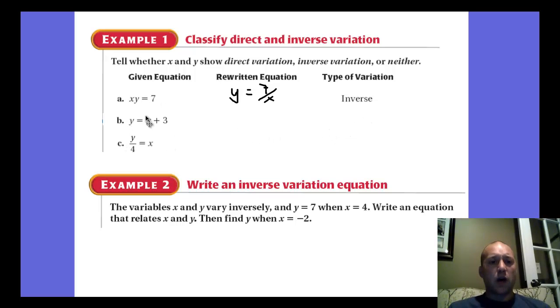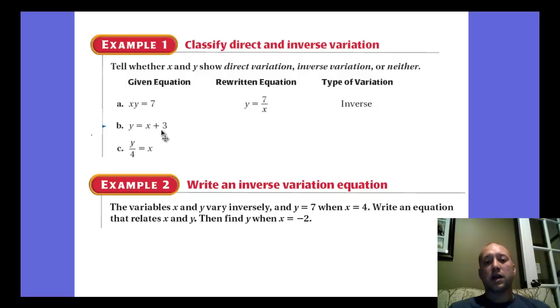Here, if I get y by itself, it already is y equals, so I don't need to change the form of it. But for that one, it's neither. It's not direct or inverse variation. The last one, I can multiply both sides by 4, so I get y equals 4x, and that one would be a direct variation. So you need to know, when y equals, what kind of variation you're talking about.